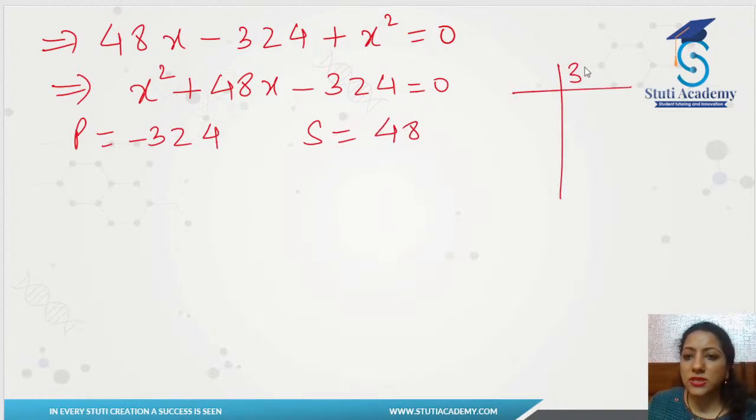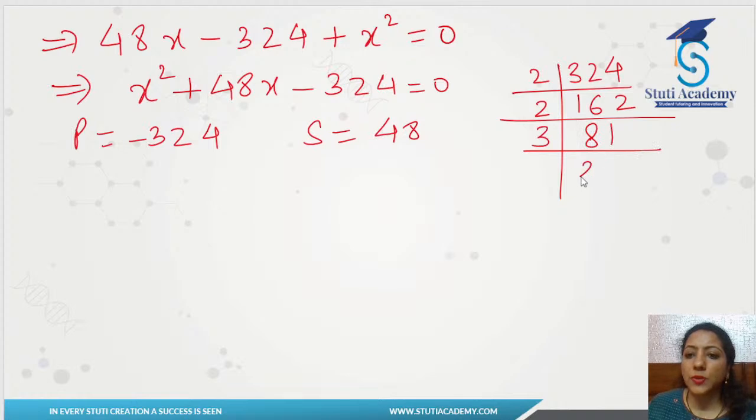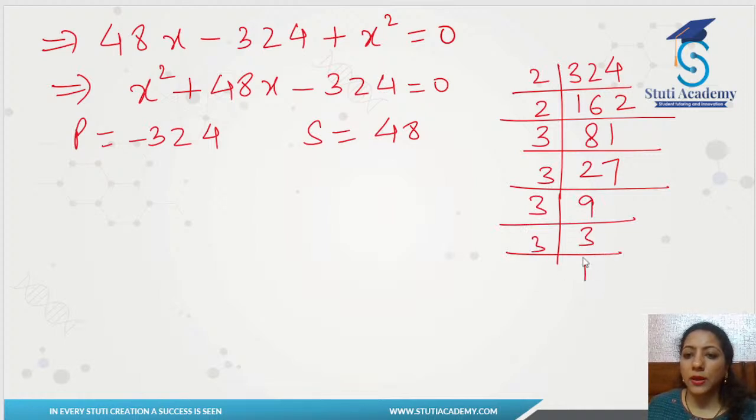So we take this 324 and we'll prime factorize this. We'll get here 2, we'll write here 162. Then this will get divided by 2, we'll get 81, then by 3, 27, then by 3, 9, then by 3, 3, 3 and 1.